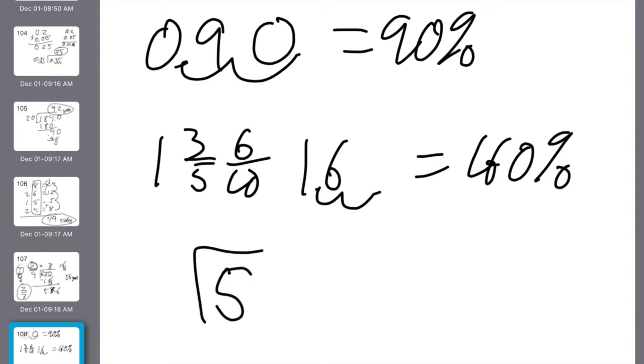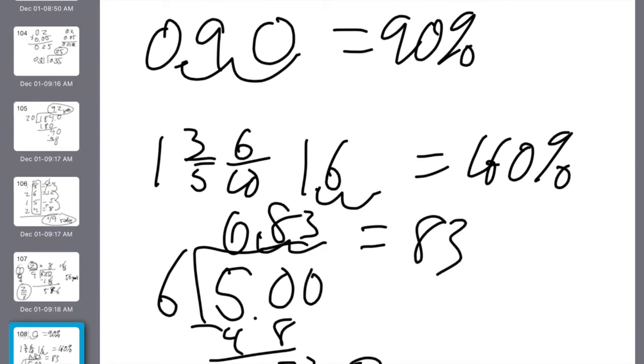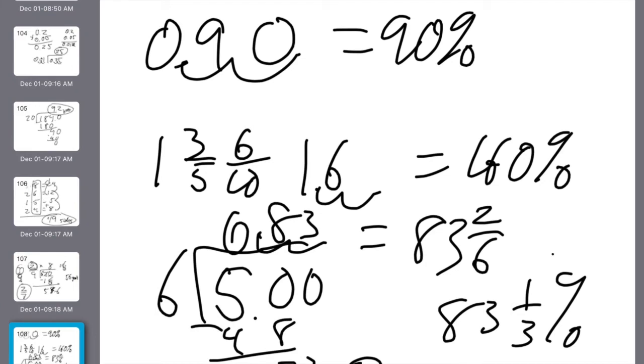So I'm going to go top in, bottom out. 6 goes in there 0 times. Add a decimal, goes in there 8 times. That's 48. That gives me a 2. 6 goes into 20 3 times, that's an 18, that gives me another 2. So right twice is 83. What do I have left over? This 2, so it's 83 and 2/6, which is actually 83 and 1/3%.